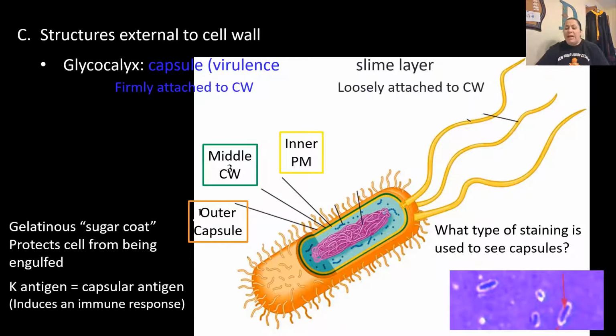What types of staining allow us to be able to see capsules? We talked about this in the previous presentation. So what type of staining is this? This type of staining is the negative staining technique.